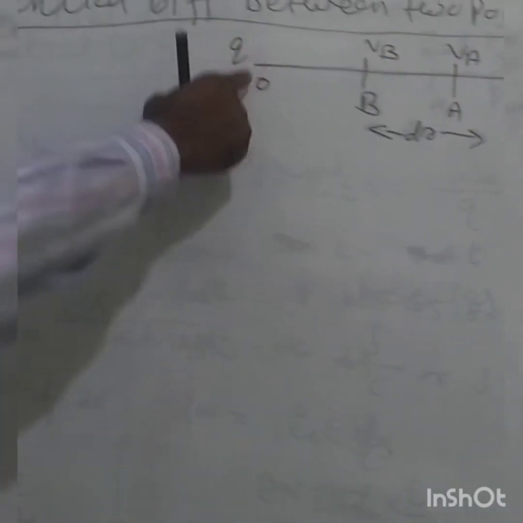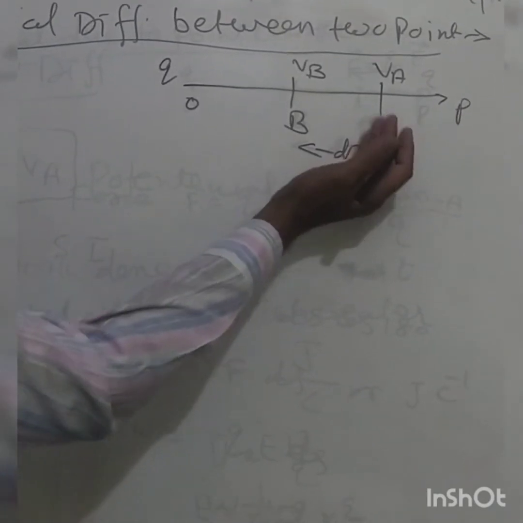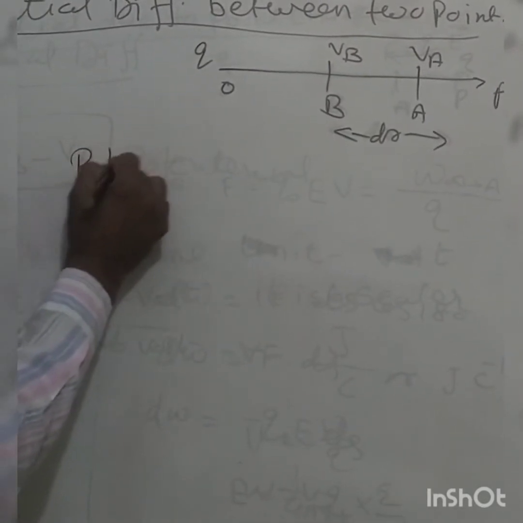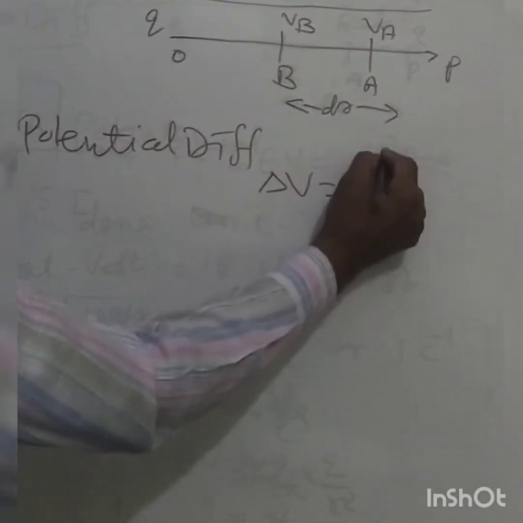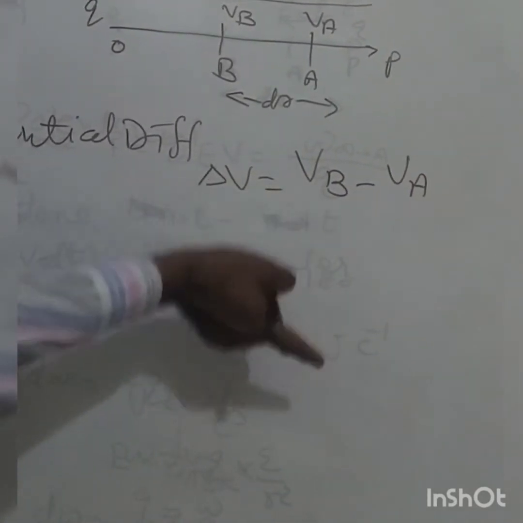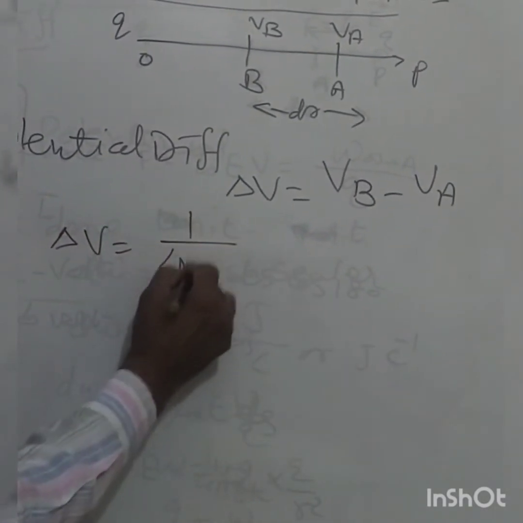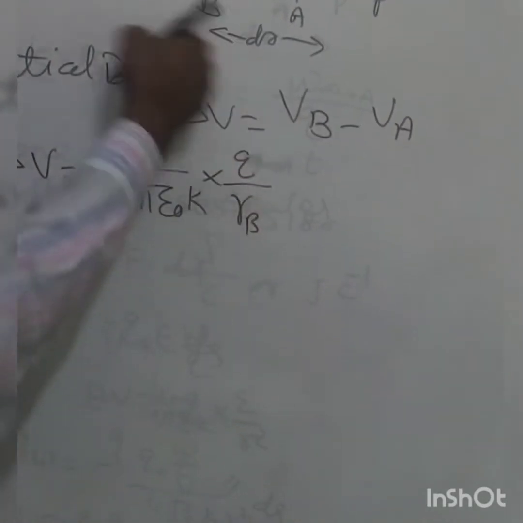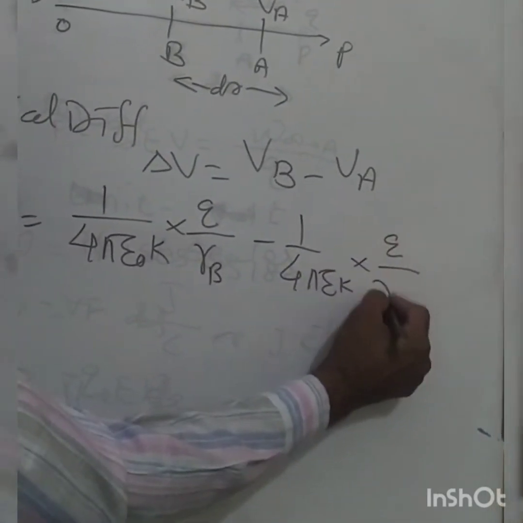So now, the potential difference between these two points is how much work we have done to bring the charge from P to A and A to B. So the difference inside the field between B and A is the potential difference. So the potential difference, del V, is equal to, since VB is greater than VA, potential of B minus potential of A. Using the value of potential we found previously, del V is equal to 1 upon 4 pi epsilon naught K into Q upon RB, minus 1 upon 4 pi epsilon naught K into Q upon RA.